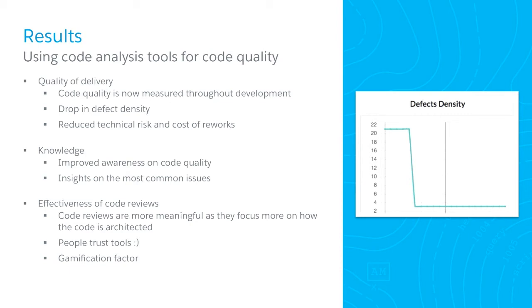We know that the team is now more knowledgeable because they talk about code reviews now. They care about it. It's a topic they discuss. And we think that code review becomes more effective because if you have a tool that takes care of the dull work, you start talking about more meaningful things: how the code is architected, whether the patterns that we're using are the right ones.